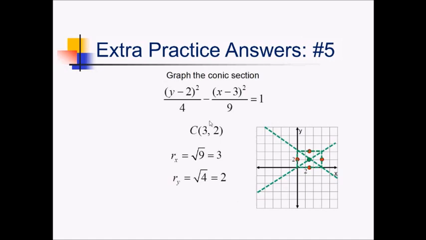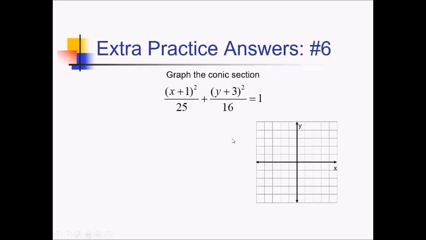Now, if you look at the original, we have a positive y squared for this hyperbola. That means that this is an up-down hyperbola. So we've got a branch up here, like so. And our other branch is going to be down below. And there you have it.